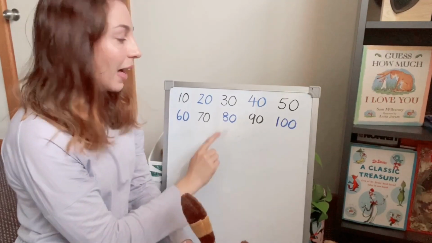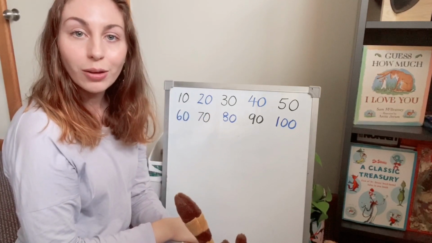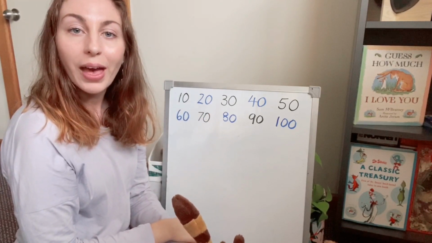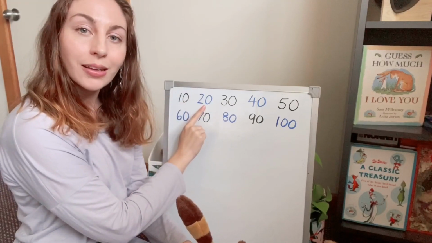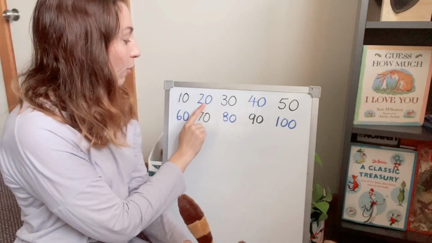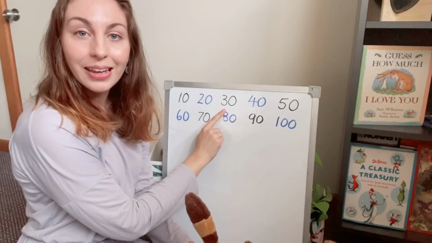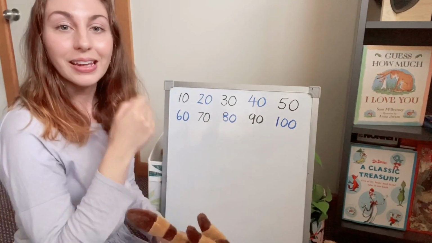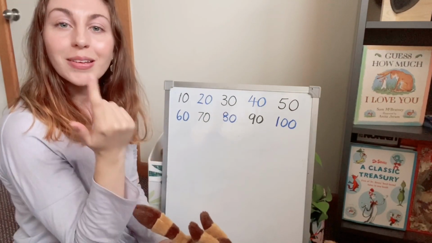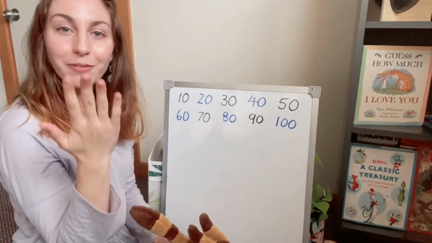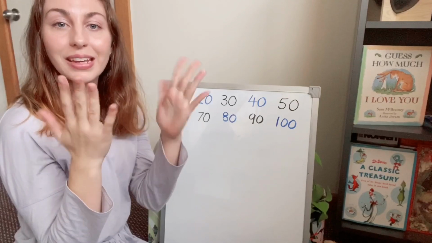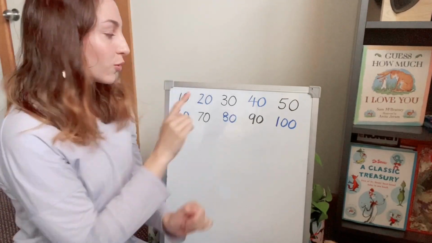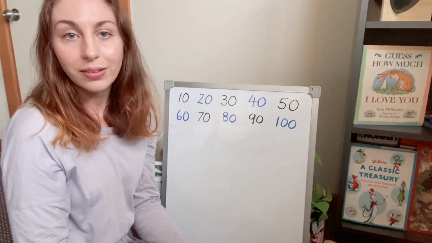All it's doing is adding a 0 to the end of each of the numbers because we're adding 10 every single time. To get from 10 to 20, you just add 10. 20 to 30, you add 10 again. Watch. 20, 21, 22, 23, 24, 25, 26, 27, 28, 29, 30. I've added 10 to 20 and I get to 30.